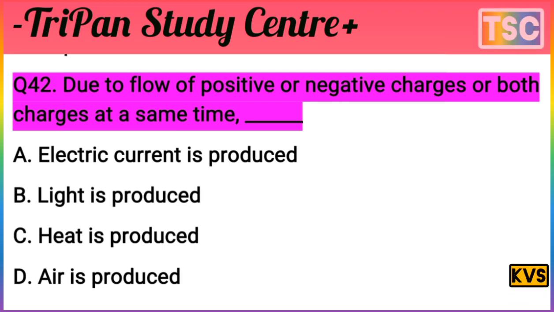Nothing is heat produced. B, light is produced, no, not light. It means option A is correct here. Option A is correct. Electrical current is produced.